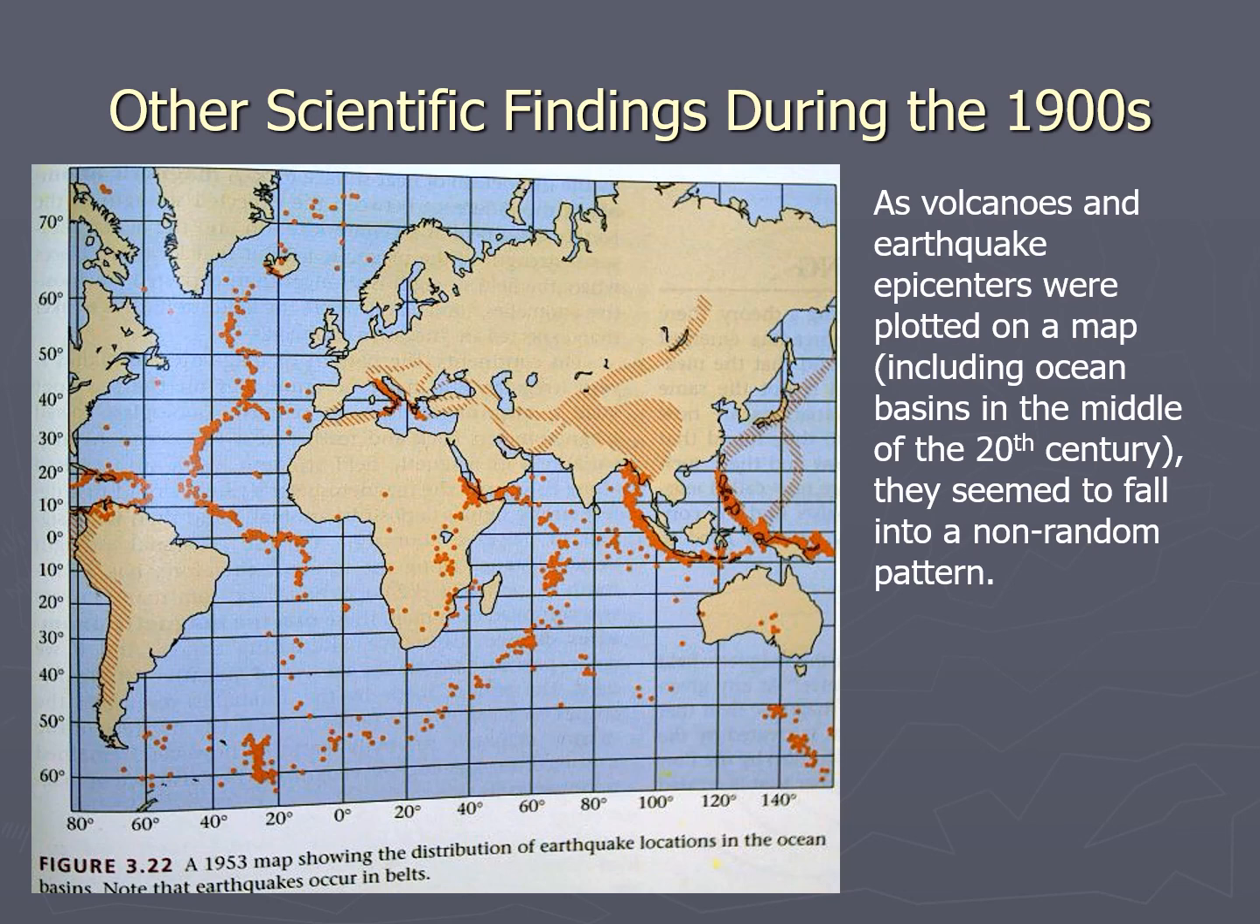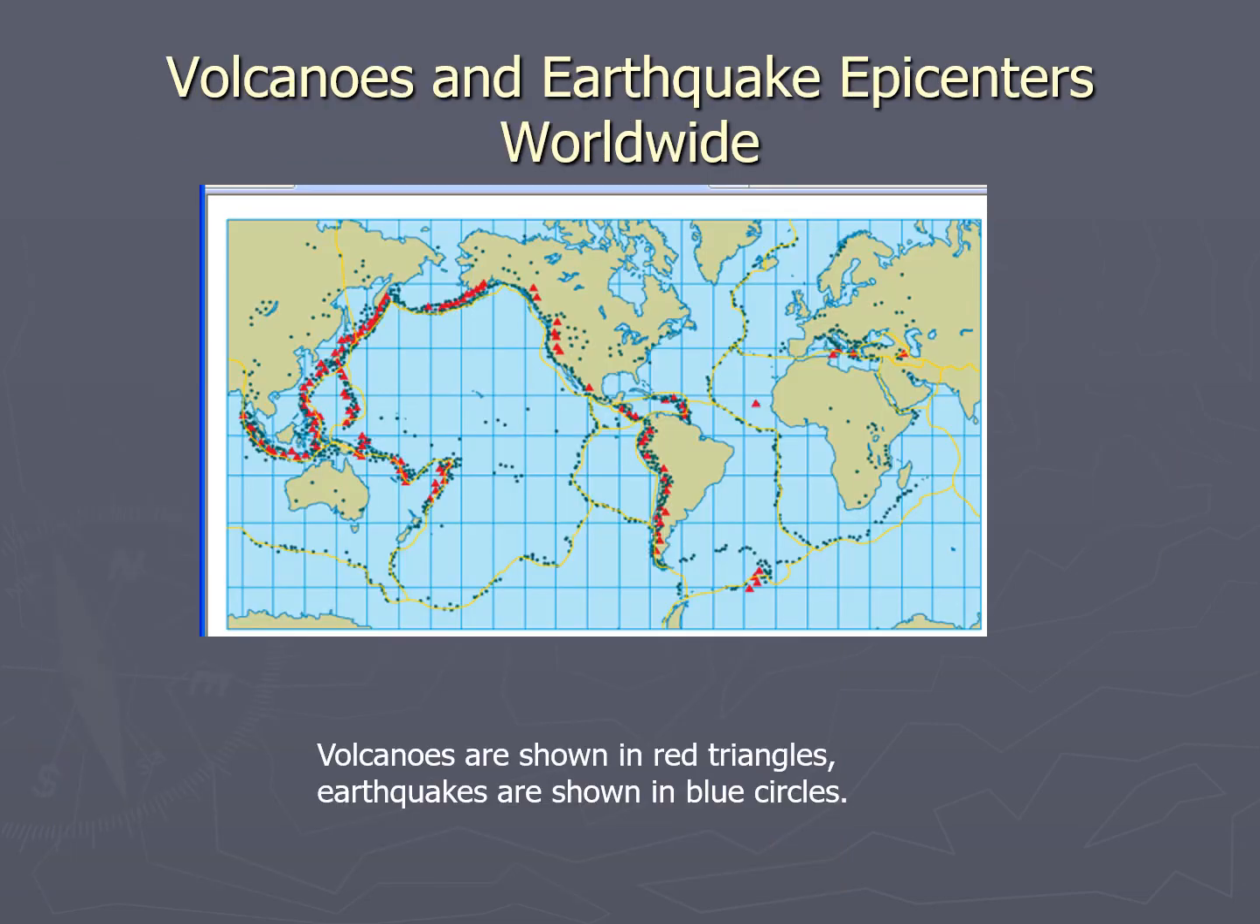Okay, so other things we discovered in the 1900s. If you plot active volcanoes and earthquake epicenters on a world map, it's not going to be random. It's going to have a pattern. So this is probably a better image of that: volcanoes and earthquake epicenters worldwide.